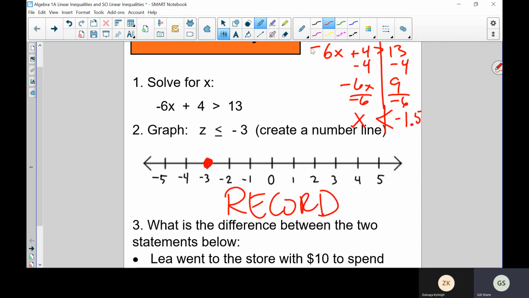What else is an answer? Give me another answer. What's part of our solution set? Like one of our answers we could have. What? Z. No, Z. Well, Z does stand for it, but give me something Z could be. Give me a number Z could be. Yeah, it could be negative 5. Any number that is less than negative 3 or equal to negative 3 is a solution.